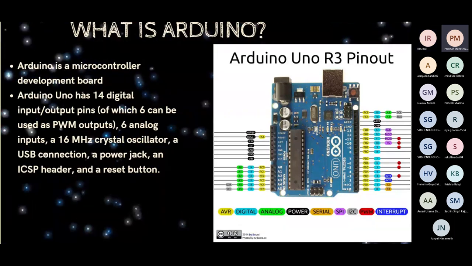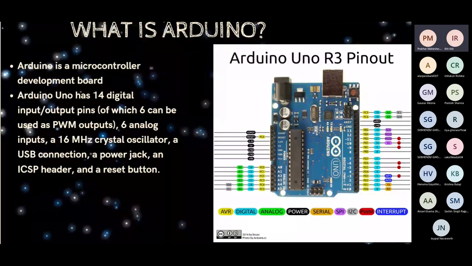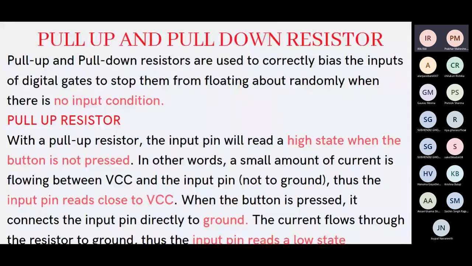Next we have pull-up and pull-down resistors. When our pins are not connected either to the ground or to any voltage, what is the state of that pin? It is neither high nor low. What's the state of that pin in that case? That state is the floating state of the pin.